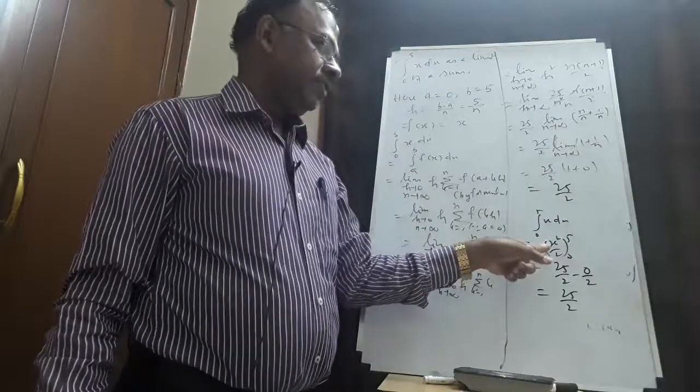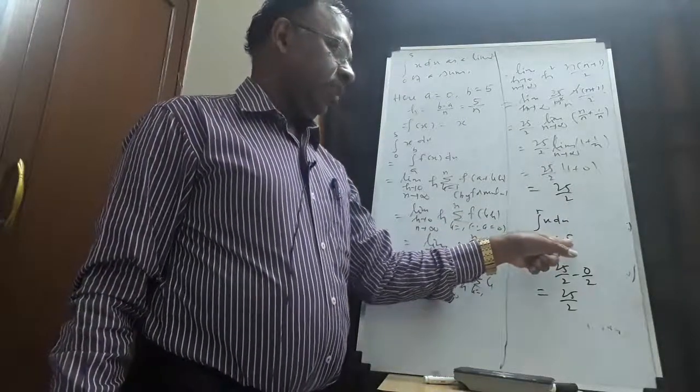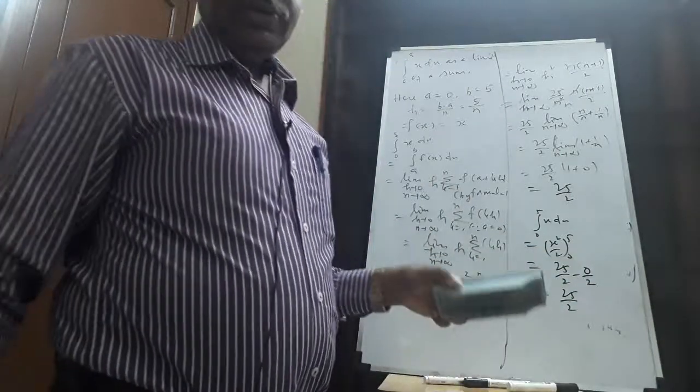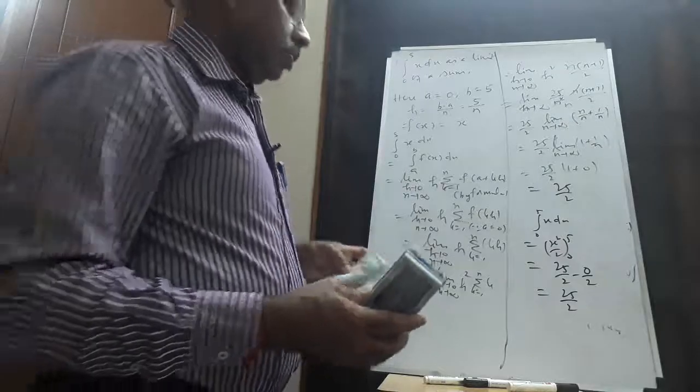How to verify the answer? X square by 2, 0 to 5. Apply the upper limit, 25 by 2 minus 0 by 2. My answer 25 by 2 is correct. I think it is clear to everybody.